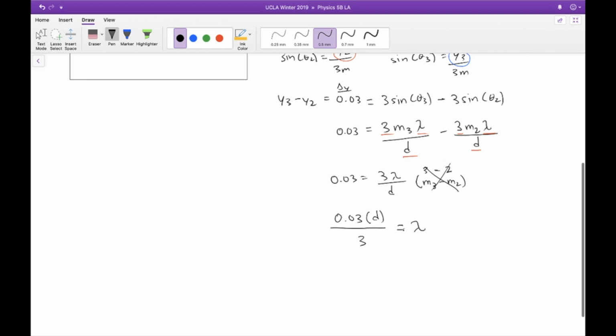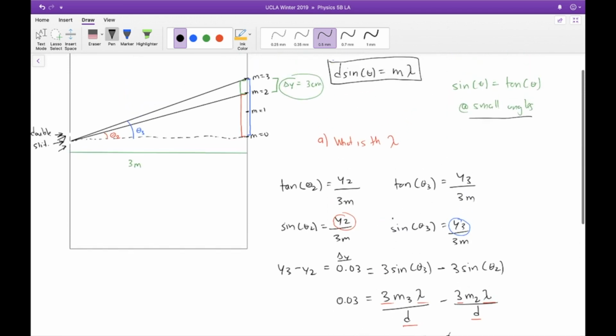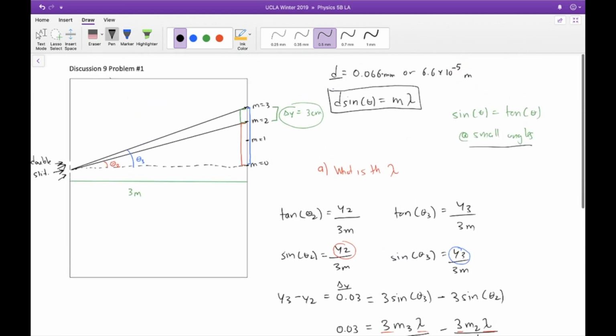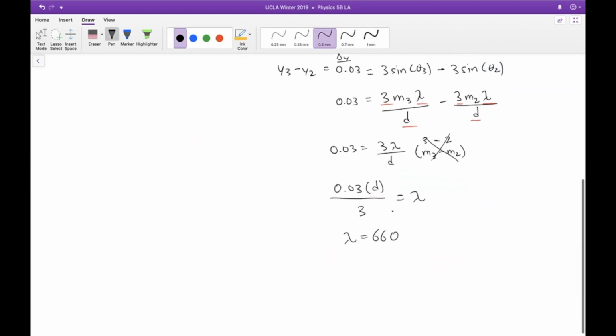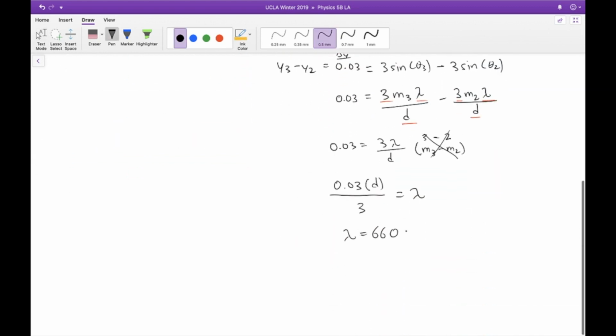Let me just make sure my algebra is right. Yes, it is right, and this is going to give you around 666. It's actually going to give you 660, but it should be 666, which is why you might see that in the solutions, only because I think the diffraction grating was 0.666666 repeating, so I rounded at some point, but it should be around 660 nanometers.